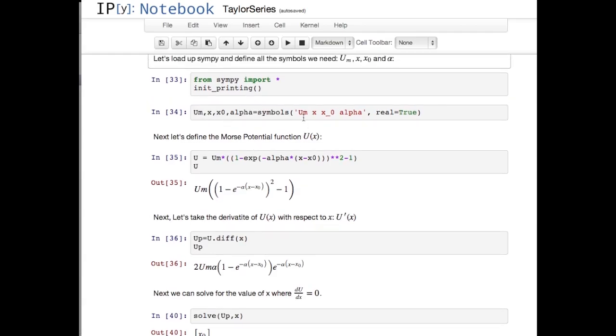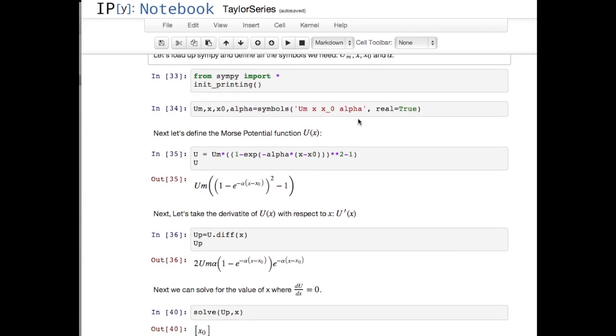So we have Um is the dissociation energy. X is our variable that tells us where we are. X0 is the parameter of the model that tells us where the minimum of the potential is, where the equilibrium position is. And alpha, of course, is the alpha parameter.